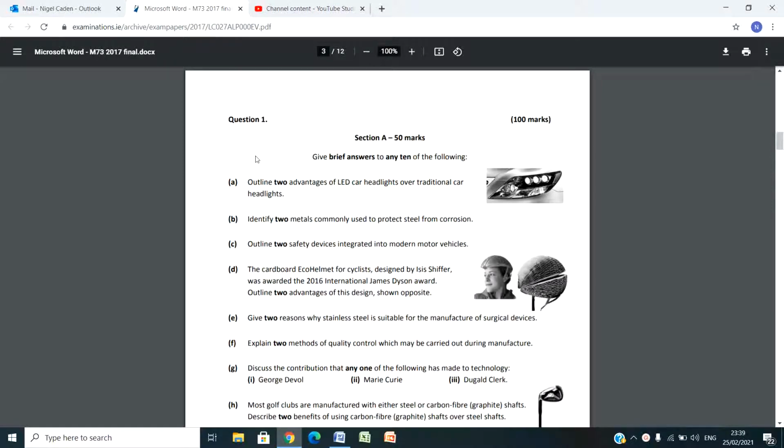So today what I've decided to do is run through 2017 question 1, section A, which is short questions. Again, there are 13 questions and we have to answer 10.